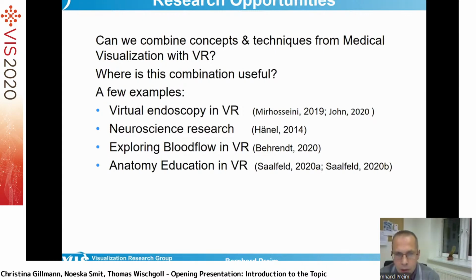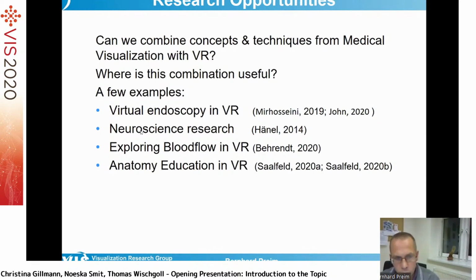Some examples of what already works. I looked for this, of course. So there is nice work from Ari Kaufmann's group on virtual endoscopy in VR, and I think that's very convincing. To move inside the colon, for example, or inside the bronchial tree, that probably really benefits from VR.